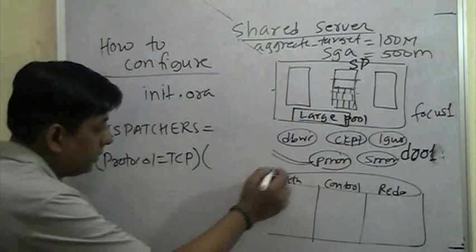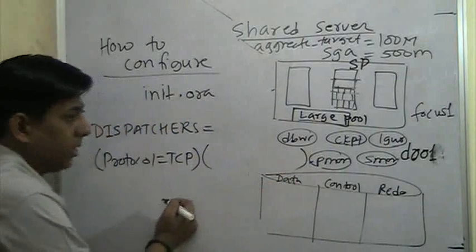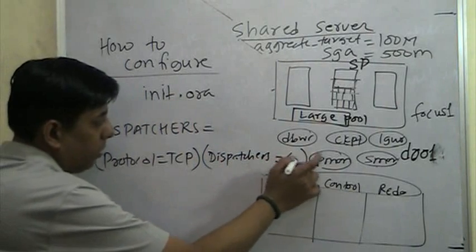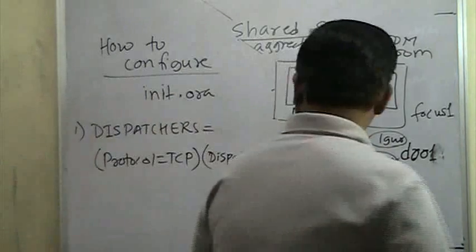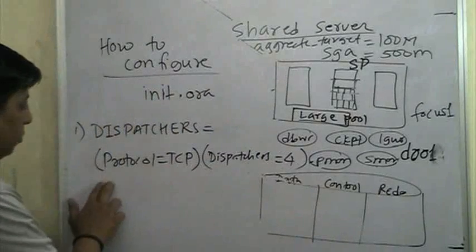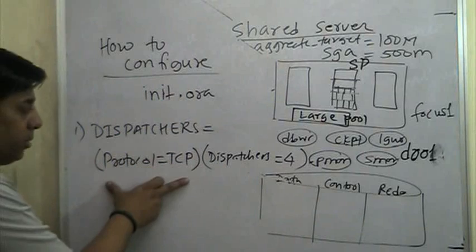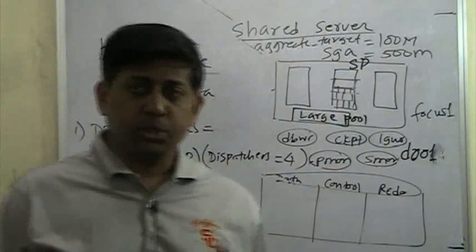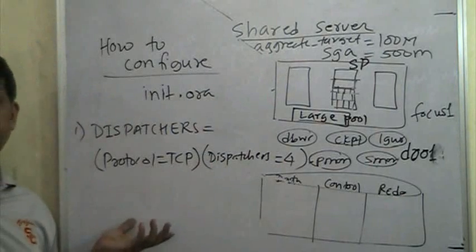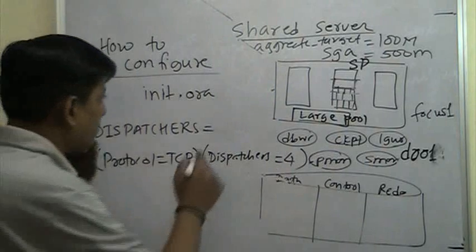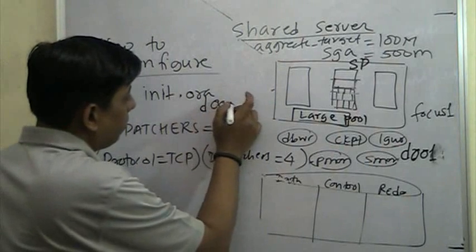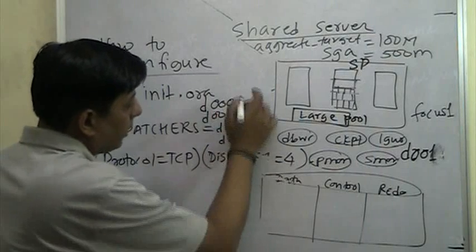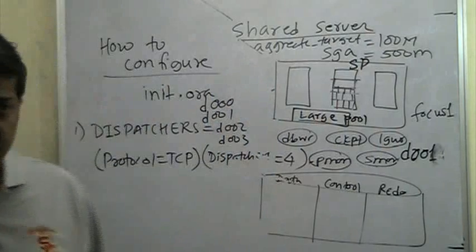And then here we are going to specify the actual dispatchers is equal to maybe 4. So that's it. That's all you need to specify. Dispatchers is equal to, in parentheses, protocol is equal to TCP, and dispatchers is equal to 4 or 2 or 3. Once this initialization parameter is set up, when your instance starts, it will start 4 dispatchers. They will be named D000, then D001, D002, and D003, starting from 0 to 3, 4 dispatchers.